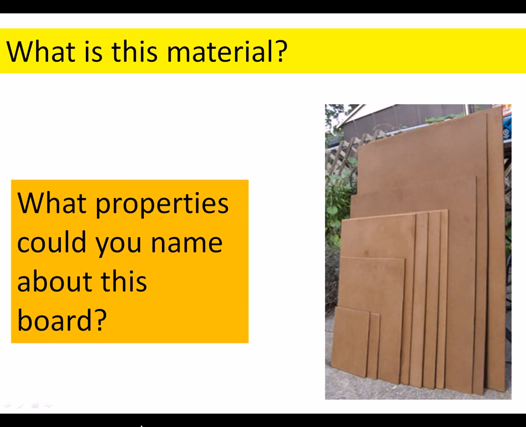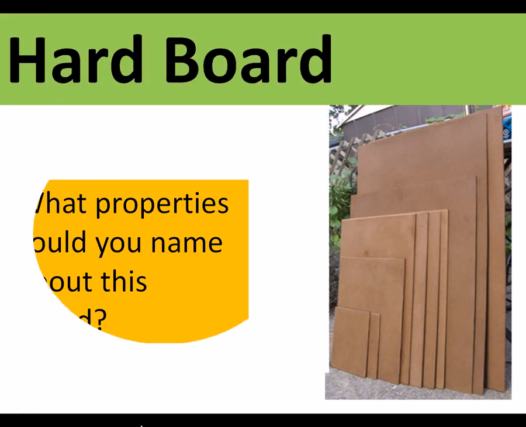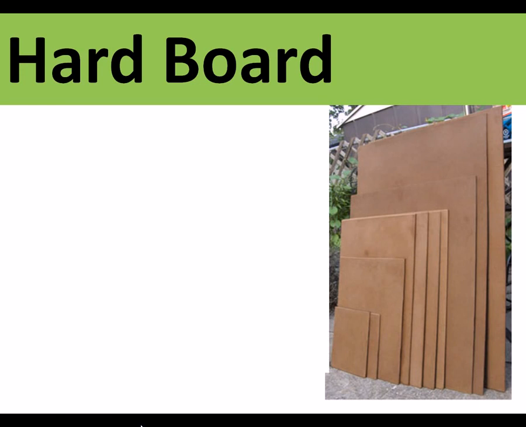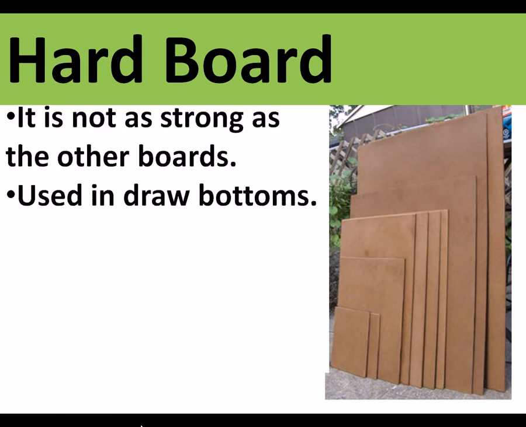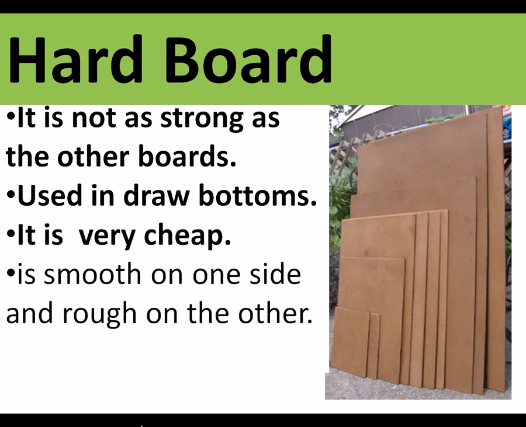And last of all, which is this material? This is hardboard. Hardboard is probably the cheapest of the manufactured boards, and it's not as strong as the other boards. It's cheap. It's used in drawer bottoms. It's used in the back of very cheap furniture. So that is manufactured boards.